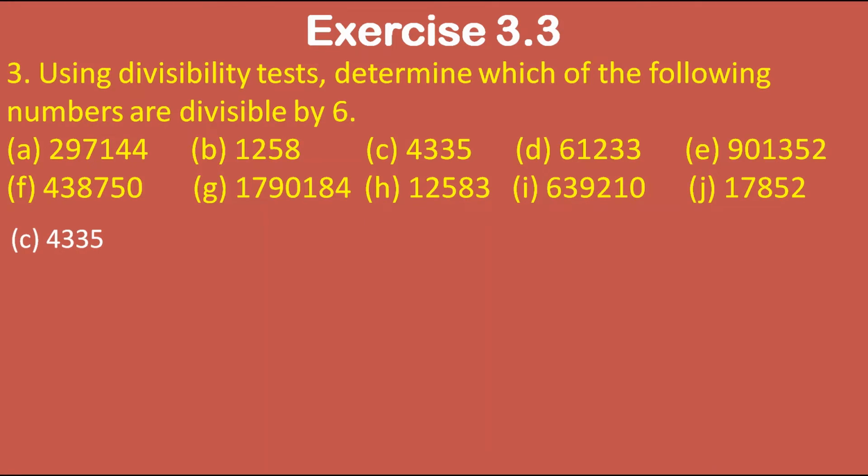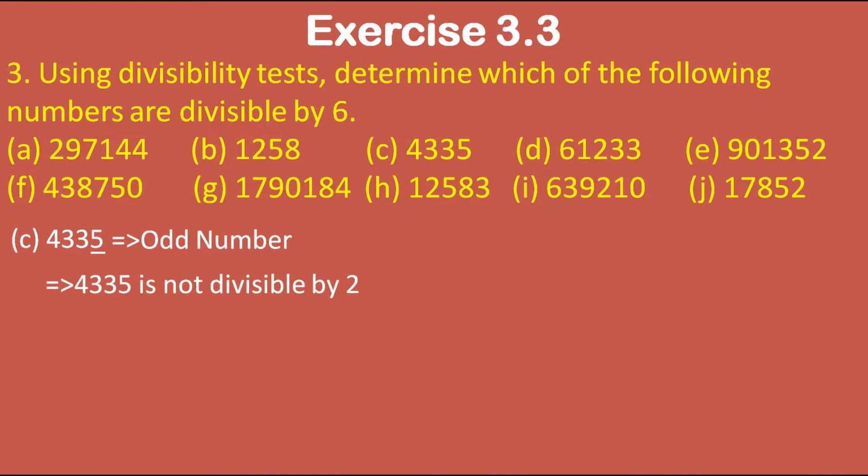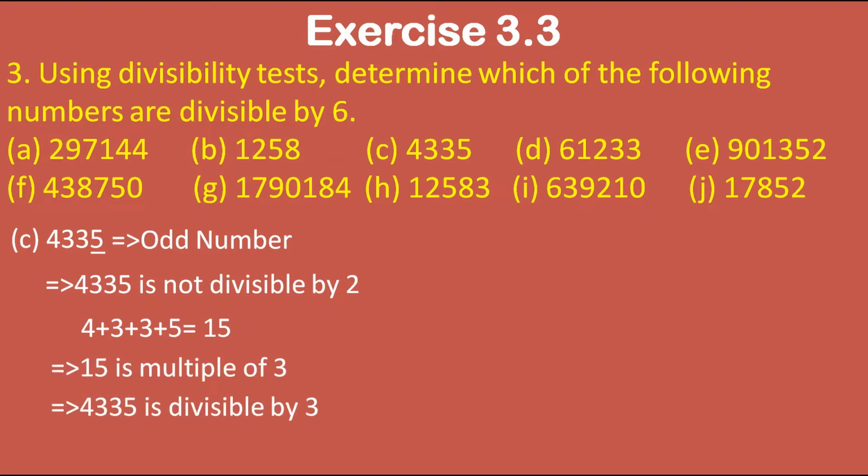Let's check its unit place, that is 5. As it is an odd number, the number is not divisible by 2. Now let's add the digits. We are getting the sum as 15, and 15 is a multiple of 3, therefore it is divisible by 3. But as it is not divisible by 2, the number is not divisible by 6.